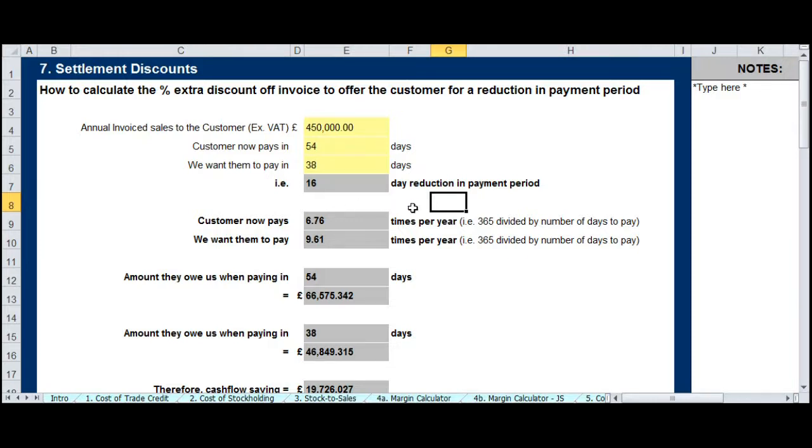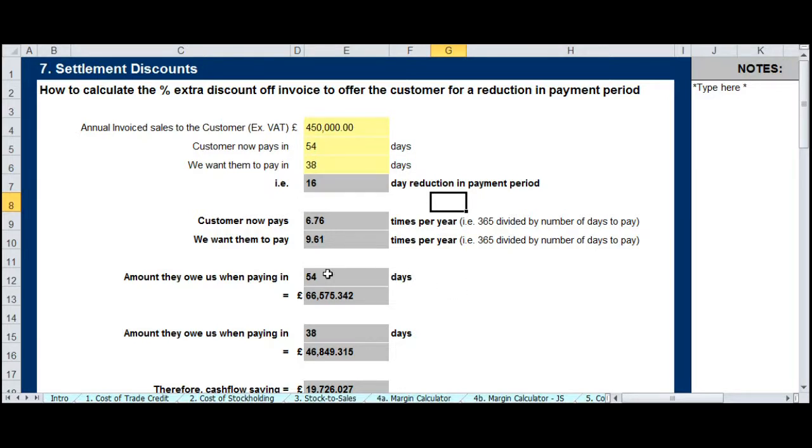Now, to get a little closer to the calculation, we're looking at how often they pay us, and you can calculate that by taking 54 divided into 365, and that'll tell you they're paying us at the moment 6.7 times a year, whereas on the 38-day basis they will be paying us 9.6 times a year, in other words more often because of the smaller credit period.